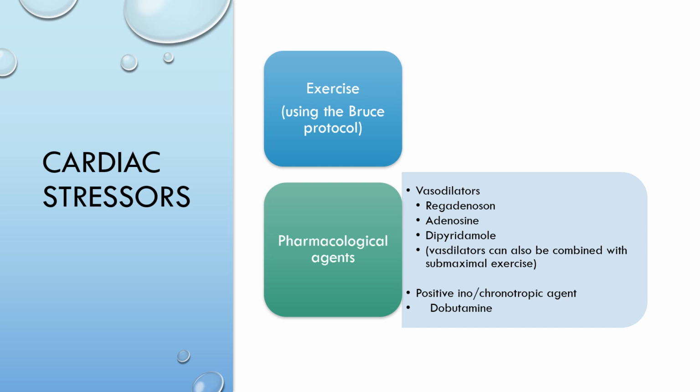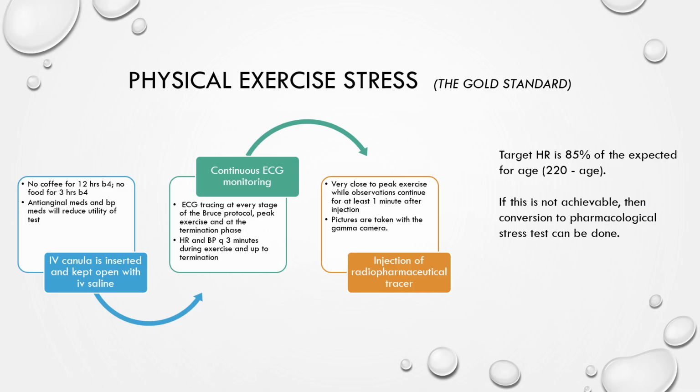The positive inotropic chronotropic agent that's used is dobutamine, and this does its work indirectly. It stresses the heart by raising the heart rate, and because the heart rate is raised, as happens during stress, the heart is now forced to vasodilate, and we can see whatever effect we want to see. So let's look at the protocol for physical exercise stress.